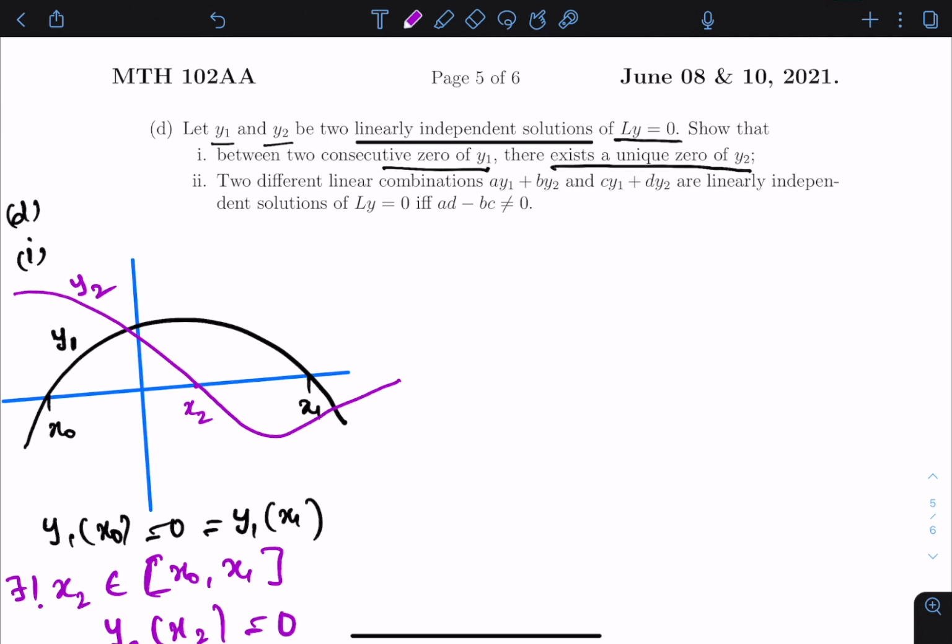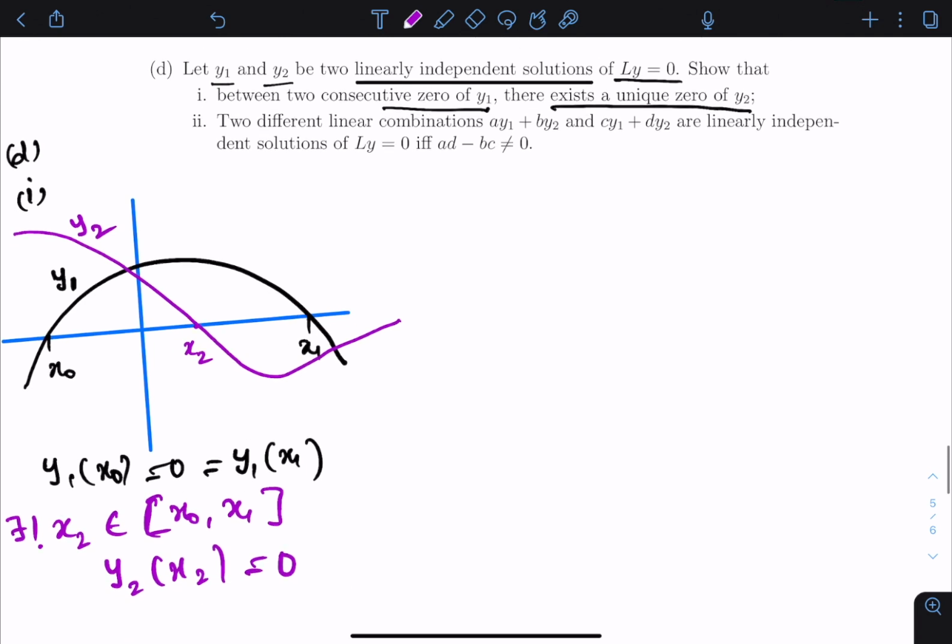Again, I want to highlight here, L is very general. P and Q are not given. P and Q are just continuous functions. It could be any continuous function. So L is a second order general linear differential equation. Whatever that equation is, the statement is that if you have two linearly independent solutions, then between two consecutive zeros of one solution, the other solution has a zero in between them.